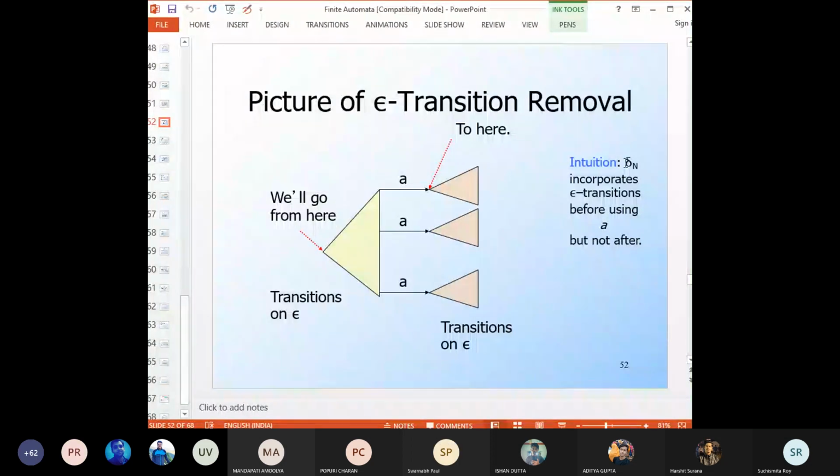So this diagram, I hope all of you remember. These triangles represent epsilon NFAs and these are transitions on A. Suppose you are at a state here. When you are replacing the epsilon transitions by a single transition, you will put a transition to the set of states here. So we go from here to here. The intuition is that you take all the epsilon transitions before A, but not after A.